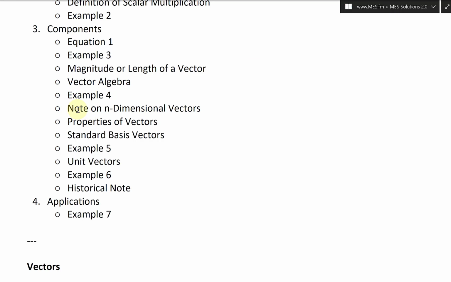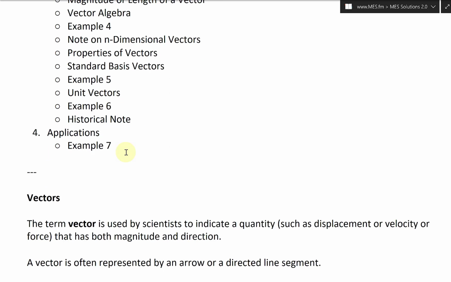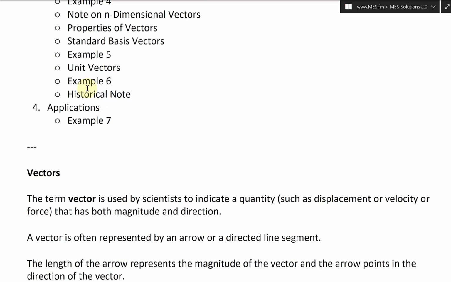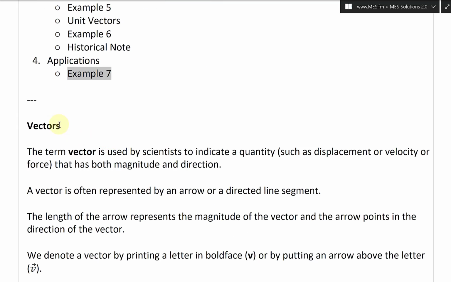And then we'll do a note on n-dimensional vectors, look at properties of vectors, and then look at standard basis vectors, then go over example 5, then look at unit vectors, example 6, historical note, and then go over applications, and that involves one example, so it's example 7. All right, so now let's finally get to the video.